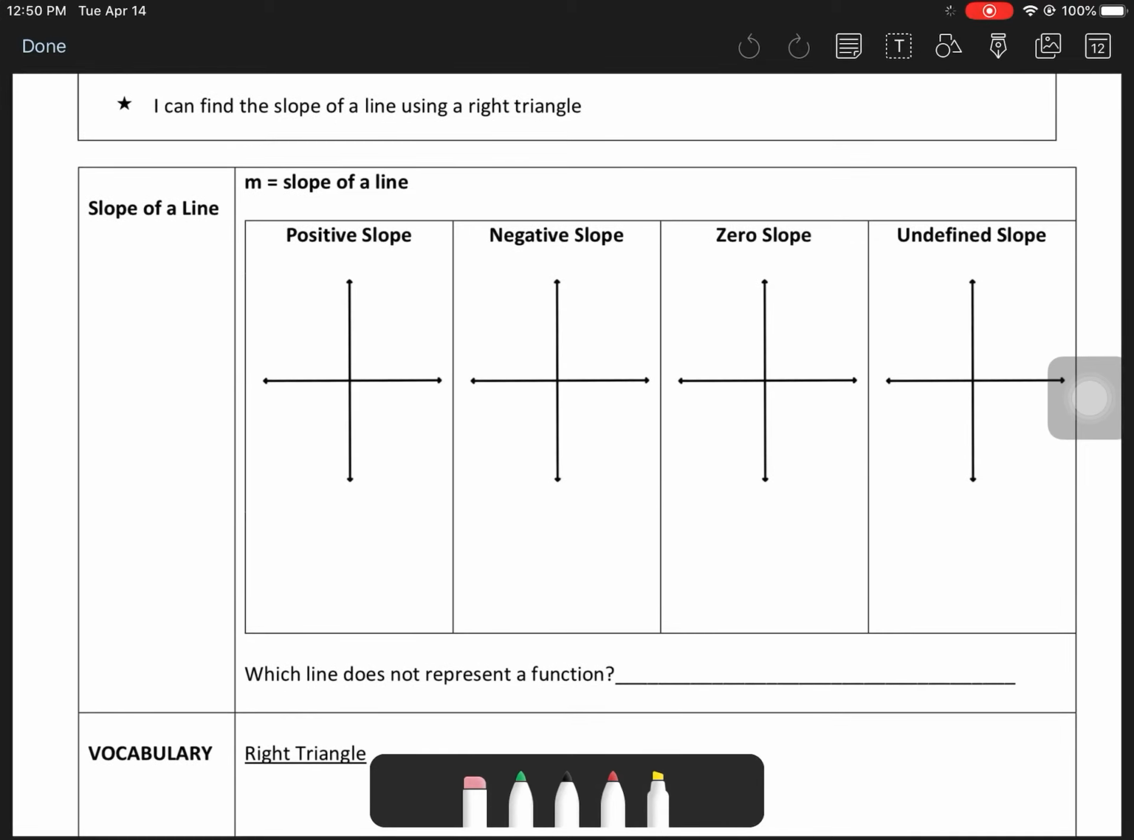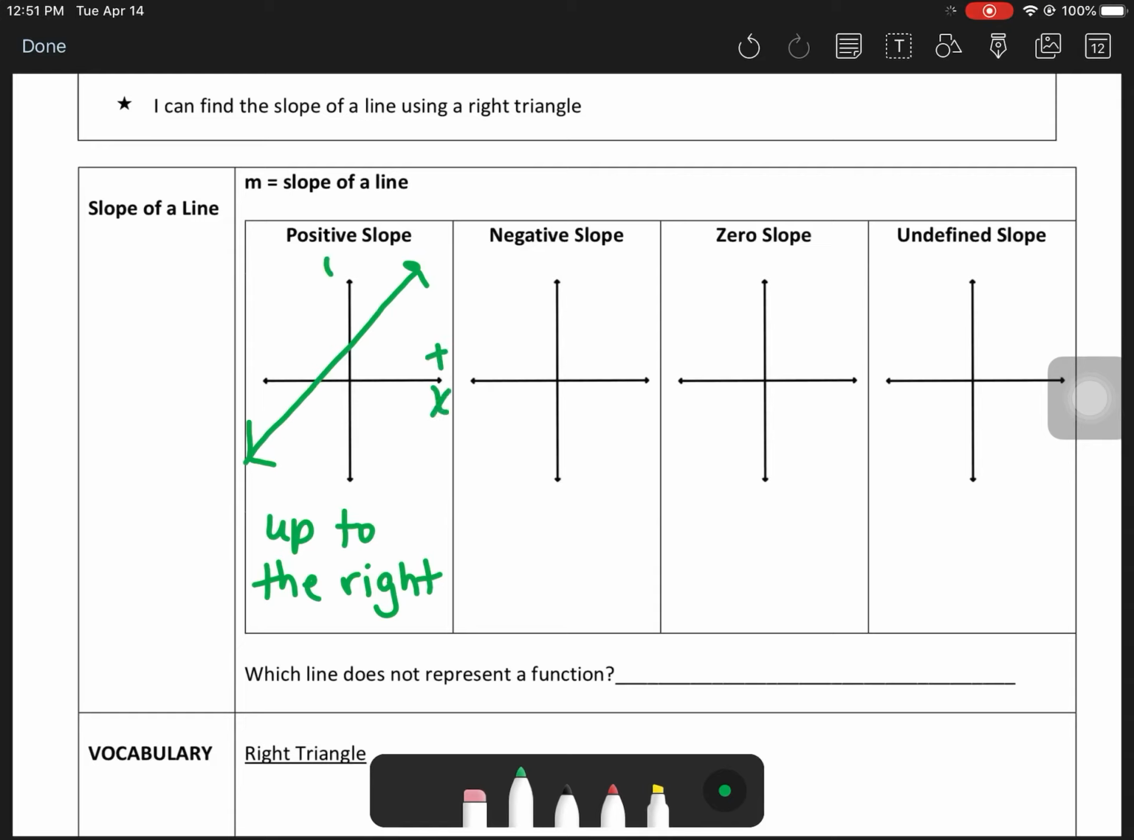Positive slope is a slope that goes up the hill. So this is going up to the right, and it's pointing up to the right, which is where X is positive, and it's where Y is positive. So it's pointing up in that first quadrant. We always read from left to right.